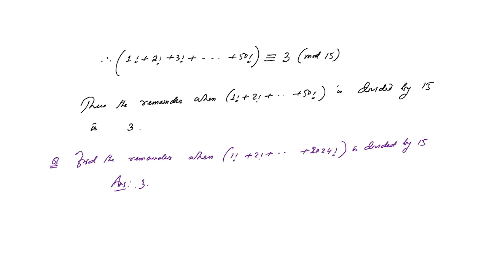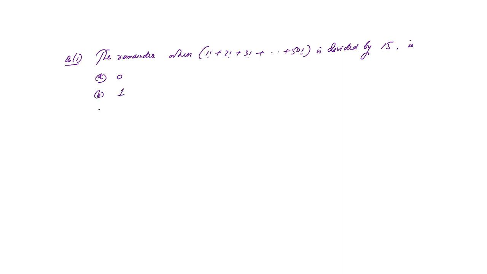Okay, so the question may be MCQ type. The remainder when 1 factorial, 2 factorial, 3 factorial up to 50 factorial is divided by 15 is: option A is 0, option B 1, option C 2, and option D 3. So option D is the correct option.